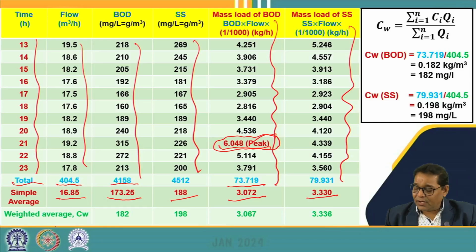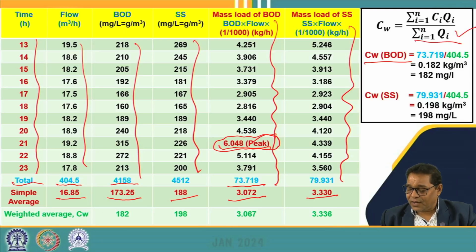So now the question comes: after these 24 hours, whatever effluent comes into the equalization tank is being mixed, and after mixing there is a weighted average concentration, which is equal to the CW value, which can be determined by using this equation, that is, the summation of Ci into Qi divided by the summation of total Q. So this is the formula we use.